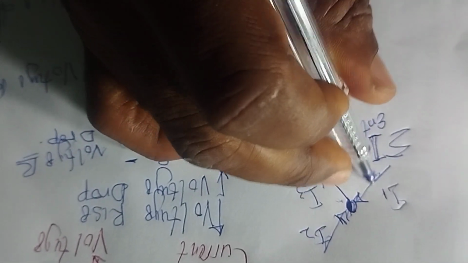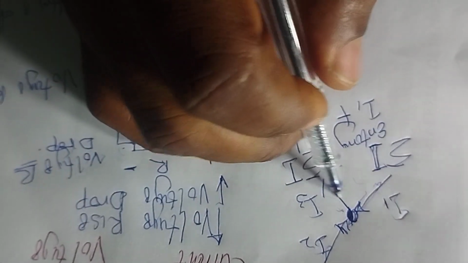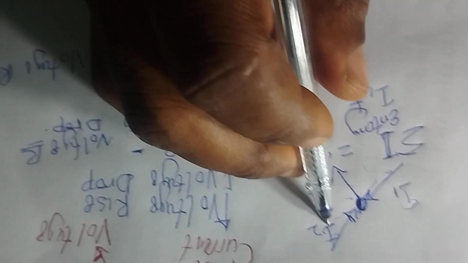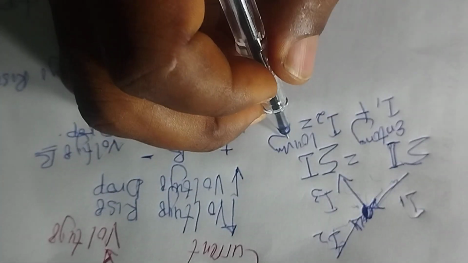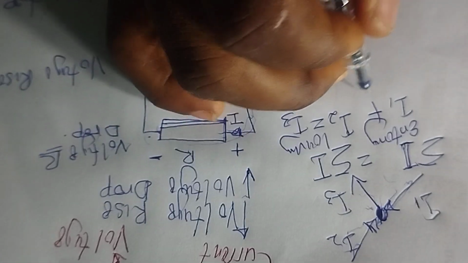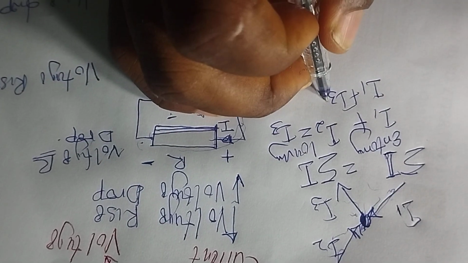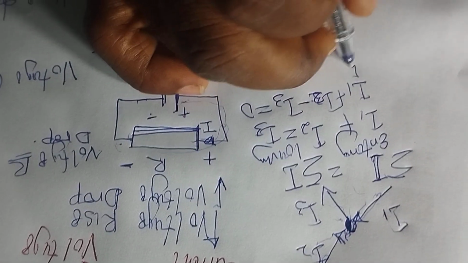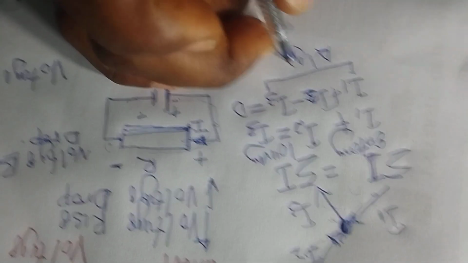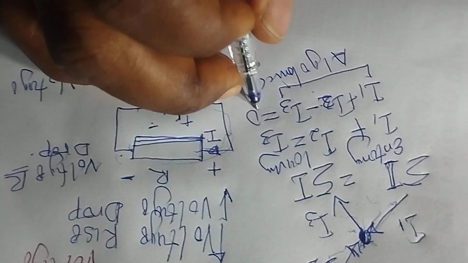So what am I saying? In this diagram here, I1 is entering the junction, plus I2 that is entering the junction, is equal to I3 that is leaving that junction. And if I take this I3 here, I have I1 plus I2 minus I3 is equal to 0. This arrangement I have is the algebraic sum. That means the algebraic sum of currents at a junction must be equal to 0. That is Kirchhoff's current law.